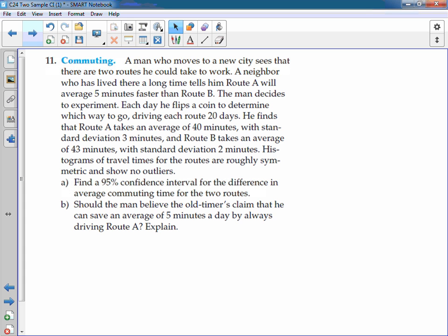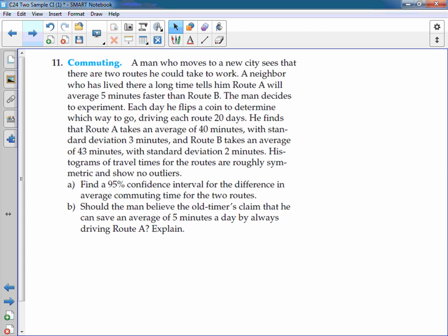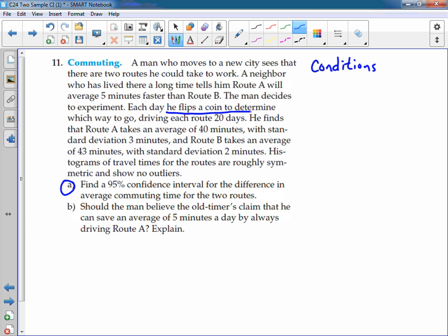Nice to know. So in part A, find a 95% confidence interval for the difference in the average commuting time for the two routes. All right, so the first thing we need to do is check the conditions. I am not going to take the time to write all of those out because we've done this enough. I'm going to say them aloud and talk through them, and then we're going to move on. First thing, is this a random sample? Is that where he got the data from? Yes, because it says he flips a coin to determine which way to go.